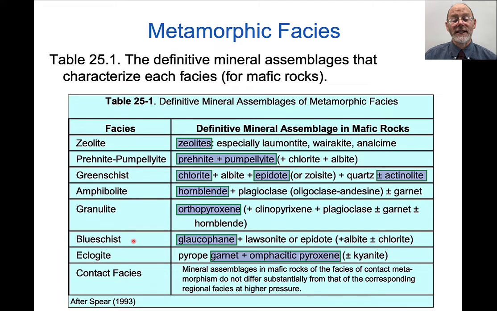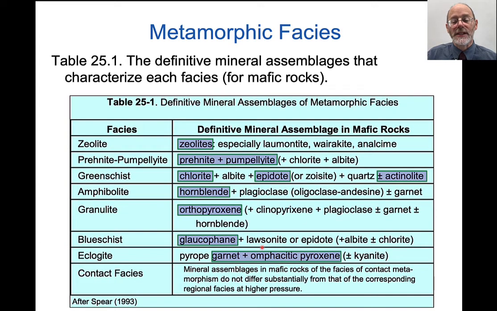The blueschist facies is characterized by the blue mineral glaucophane. At low temperature, it will have lawsonite. At higher temperature, it will have epidote. And it can have albite and chlorite and so on. But it's really this glaucophane that's important for identifying a rock as a blueschist. And then the eclogite facies contains garnet and omphacitic pyroxene. Omphacitic pyroxene has a high sodium content, and that's characteristic of high pressures.